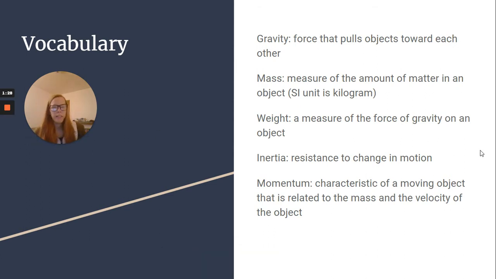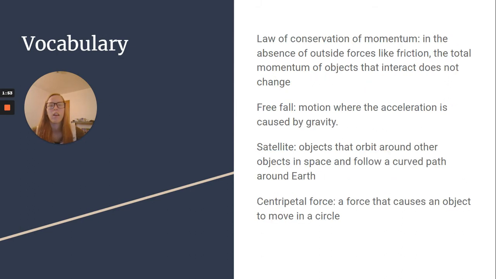All right, up next we have gravity. It's a force that pulls objects toward each other. Mass is a measure of the amount of matter in an object, and the SI unit for that is kilograms. Weight is a measure of the force of gravity on an object. Inertia, the resistance to change in motion. Momentum, a characteristic of a moving object that is related to the mass and the velocity of the object.